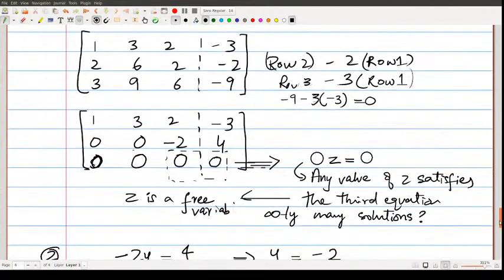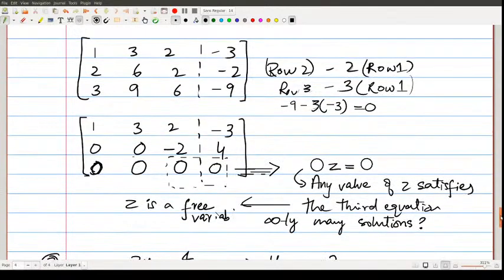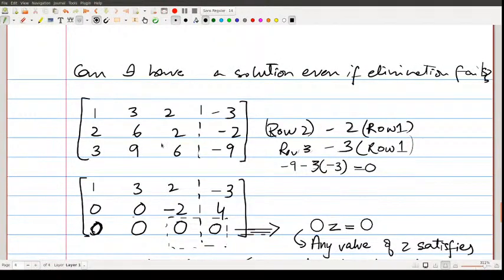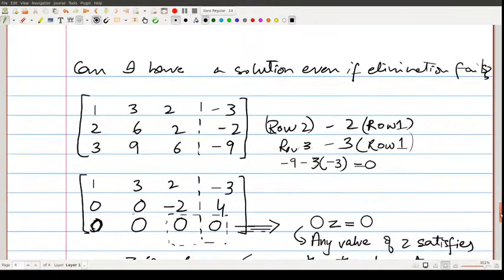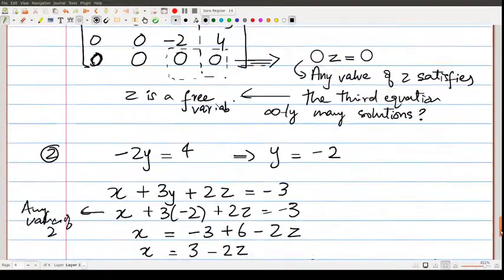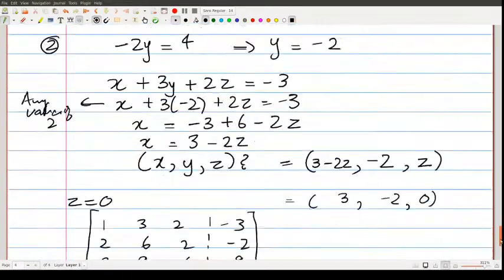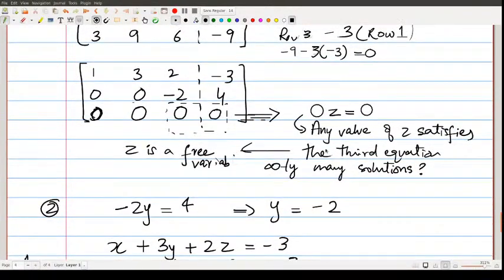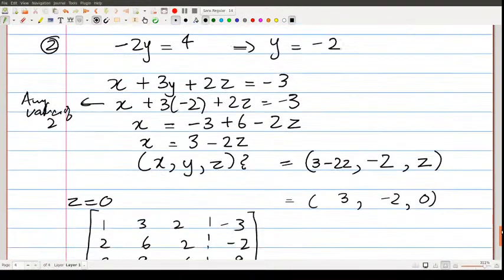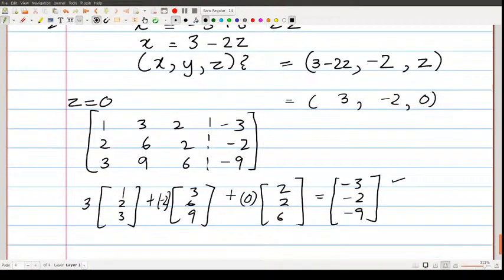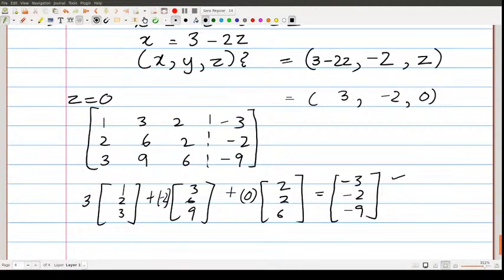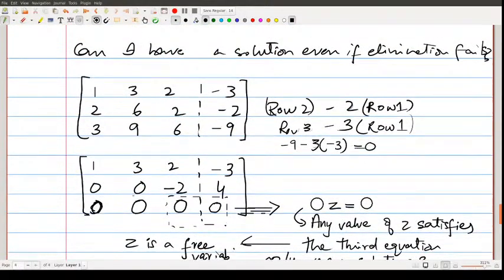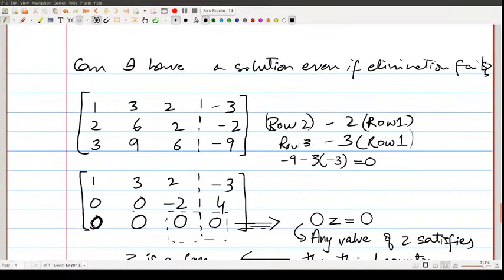So this was minus 2y equals minus 2, so y should be minus 2. Was this the system that I was solving? 1, 2, 3, 3, 6, 9, 2, 2, 6, and minus 3, minus 2, minus 9, and we take any value of z, so that's fine. I take y to be minus 2. Something did not work out. 3 times 2 is 6. Did I do the correct elimination?